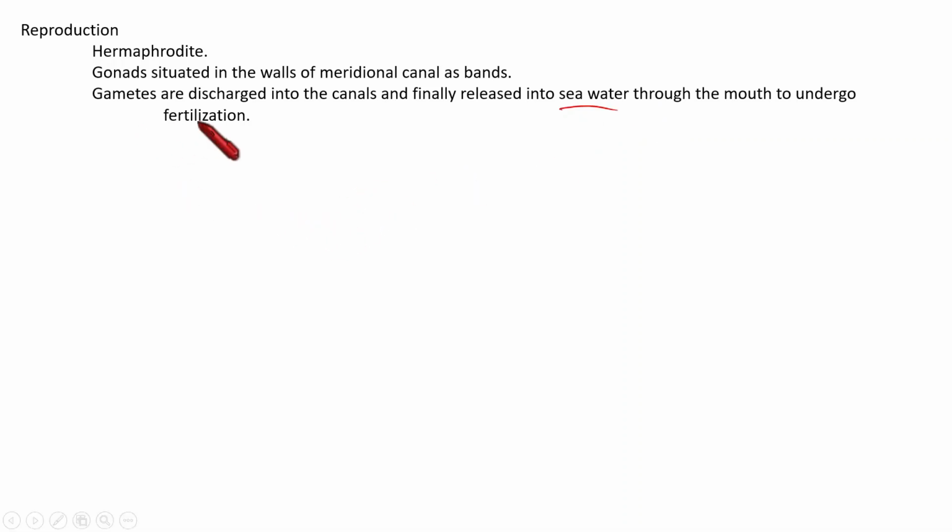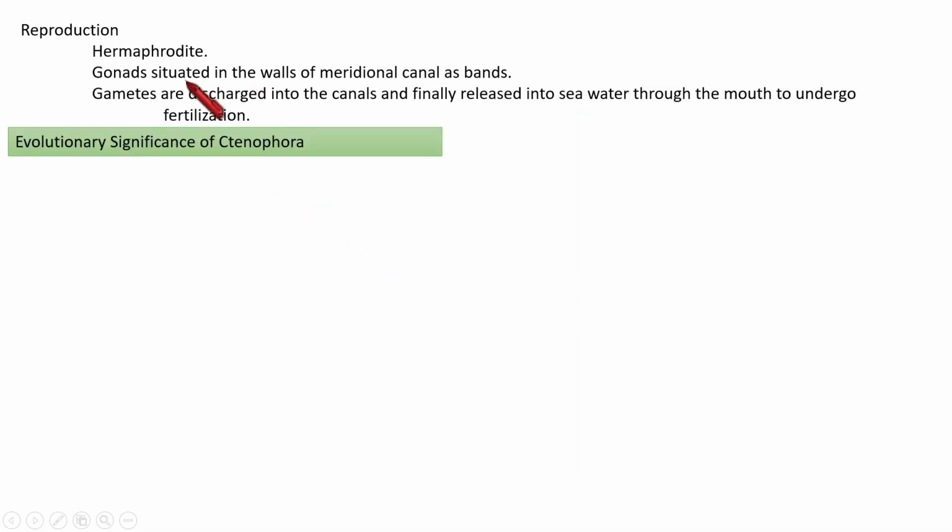And on reaching the seawater, sperm and egg meet together and undergo fertilization. So that's about reproduction. So I hope that it's clear, all points regarding this Pleurobrachia are clear to you. And next we are going to see its evolutionary significance.